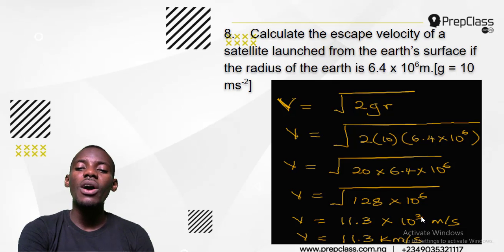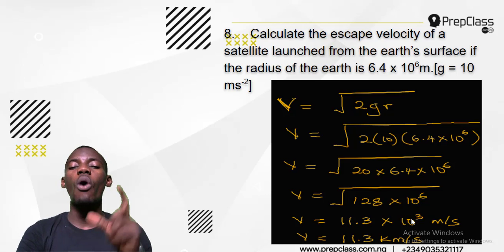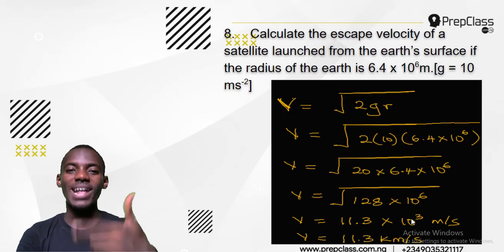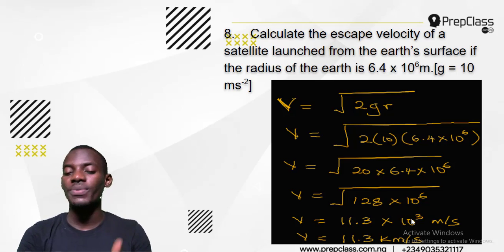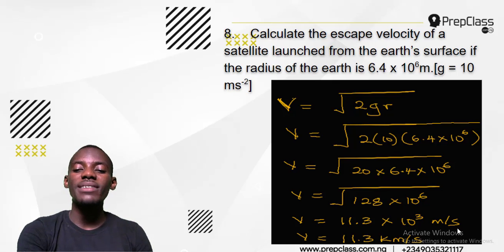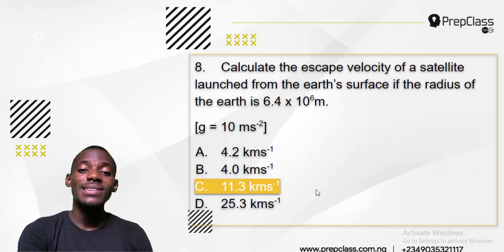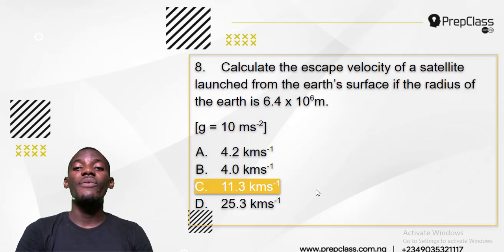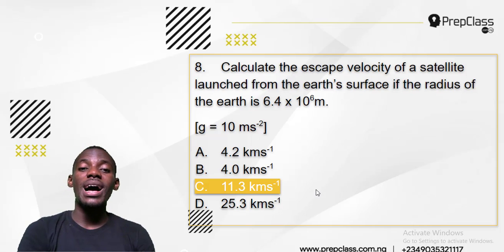But I can put it also in kilometers, because 1,000 meters make 1 kilometer. So to make it into kilometers, this 10 raised to the power 3 means 10 times 10 times 10, which is 1,000. So convert that 10 raised to the power 3 to kilo, because 1,000 meters make 1 kilometer. So that will give me kilometers per second. So it made 11.3 kilometers per second, and that is my answer. 11.3 kilometers per second is the escape velocity for this satellite, and that is the way it is.